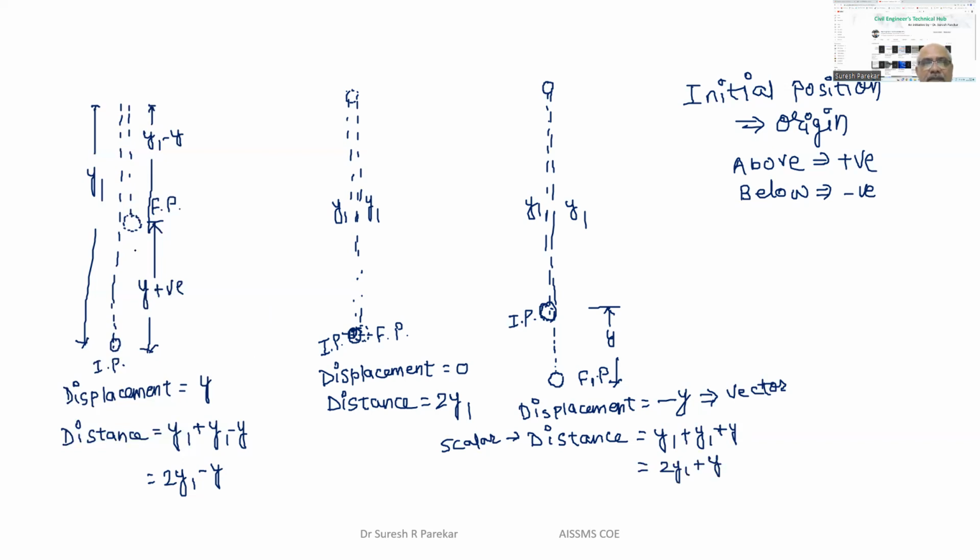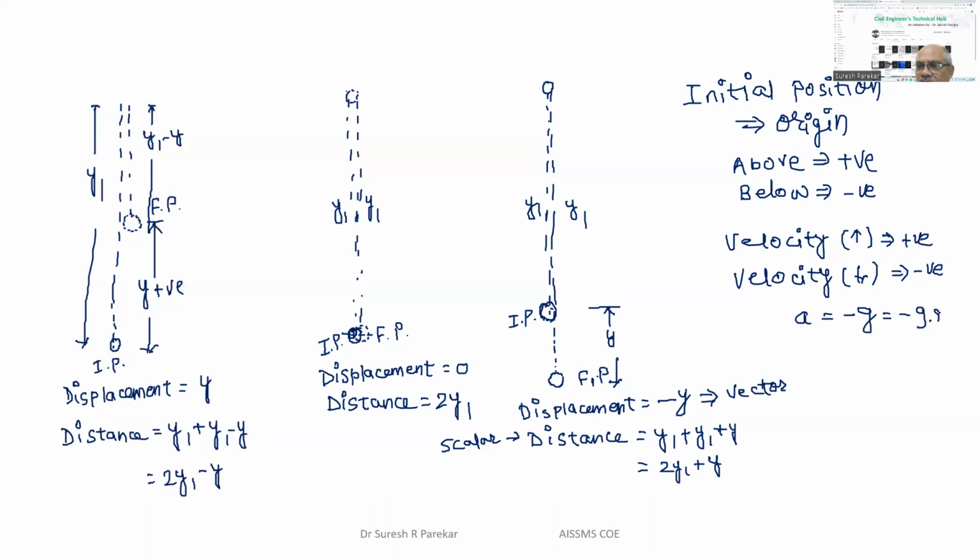If my velocity is upward, then I take that value as plus, and if my velocity is downward, then the velocity is negative. The value of a is always minus g, which is minus 9.81 meter per second square.